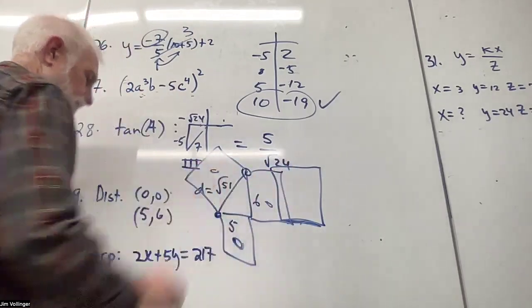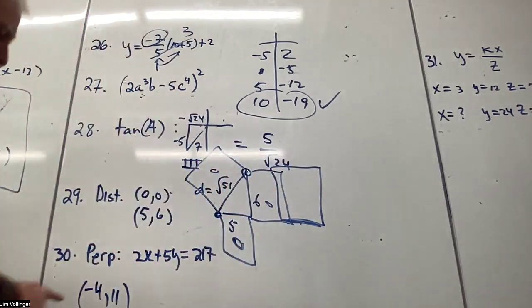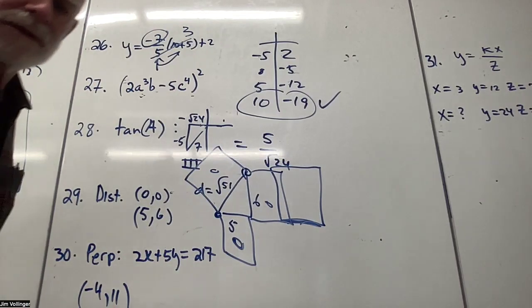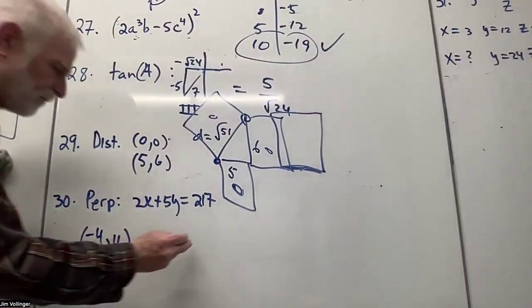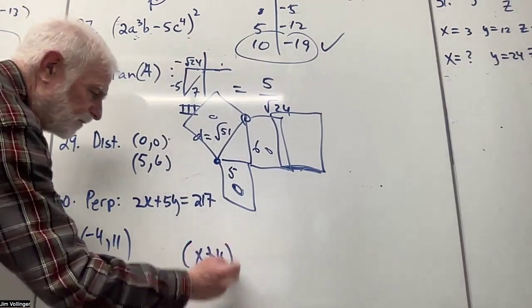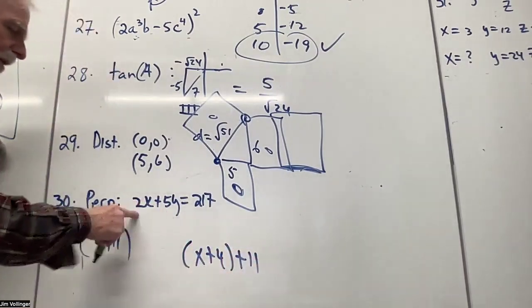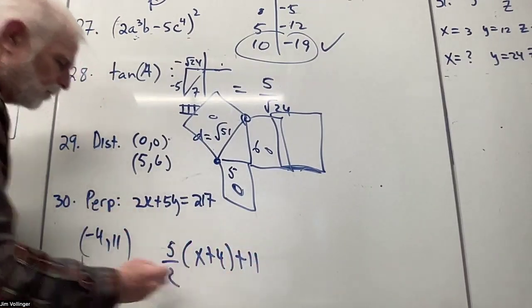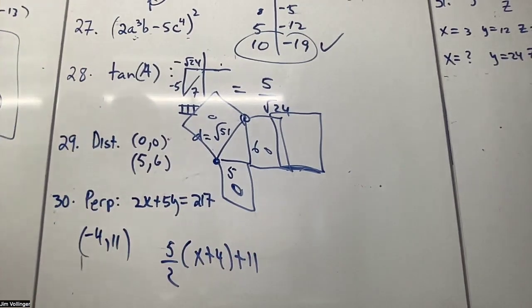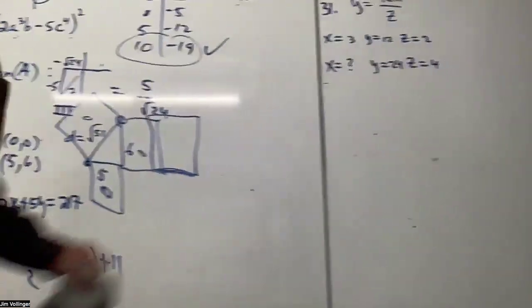Perpendicular through -4, 11. Let's get this down a little lower. Through -4, 11, I can immediately write x plus 4, plus 11. And the perpendicular slope is 5 over 2. Go through the first 25 lesson sets. You'll get explanations as to why.